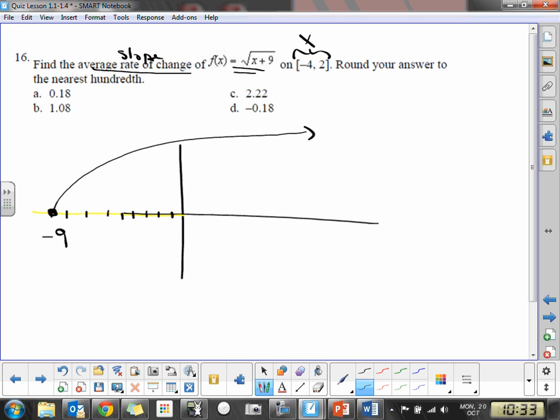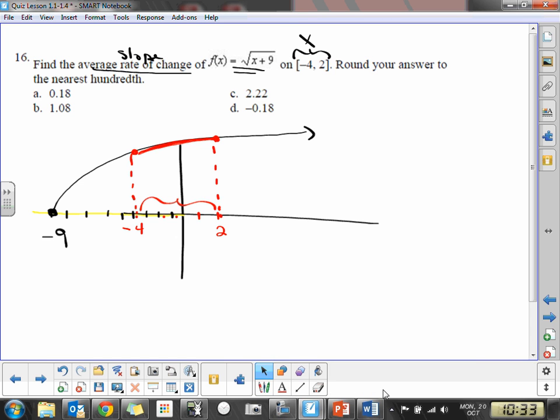Now they want us to find the average rate of change of this graph from negative 4, 1, 2, 3, 4, there's negative 4, to when x is 2, 1, 2, to here. So on this interval, from negative 4 to 2, what would be the average rate of change? Well, the true rate of change is always changing. It's increasing at a decreasing rate. But this is the arc that we're going to estimate using a linear concept by applying our ordered pairs at negative 4, comma something, and 2, comma something.